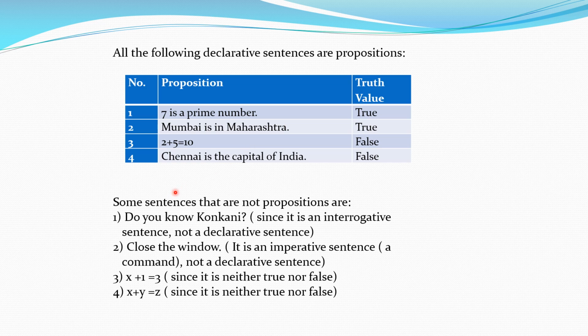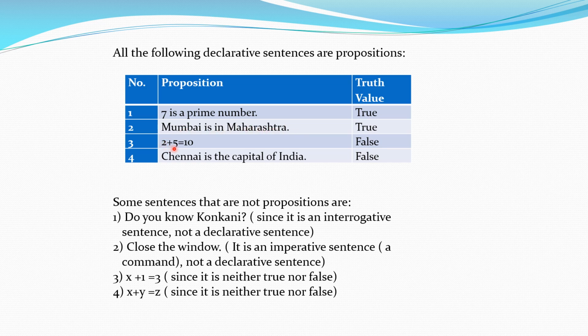Now see some examples to clear the definition of proposition or statement. First is, 7 is a prime number. So this is one declarative sentence and 7 is a prime number, that is correct. That means it is true. So the truth value of this statement or proposition is true. Mumbai is in Maharashtra. Again, this is a declarative sentence and yes, Mumbai is in Maharashtra. It means it is true. So the truth value is true.